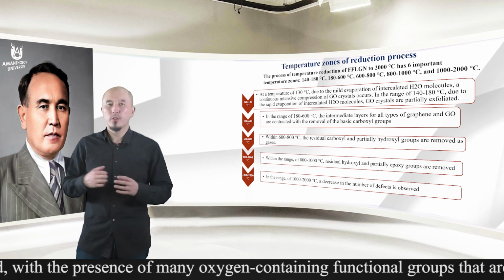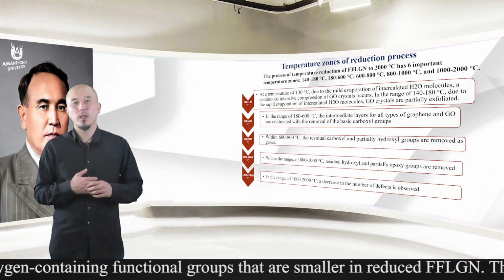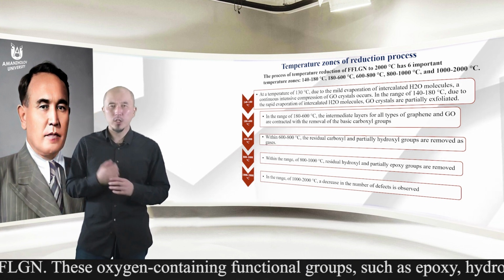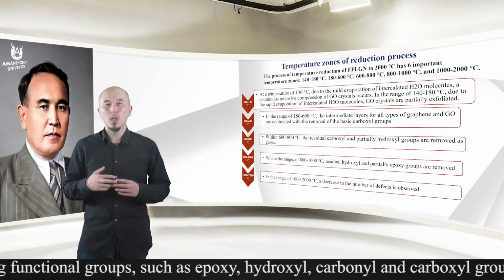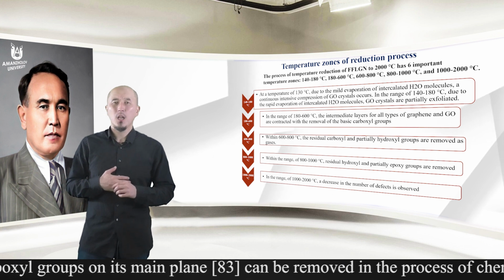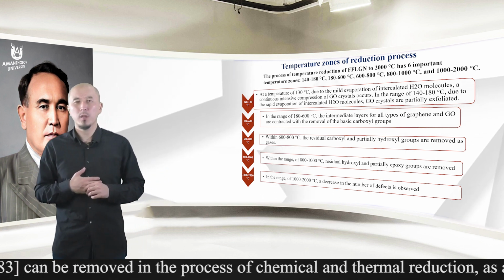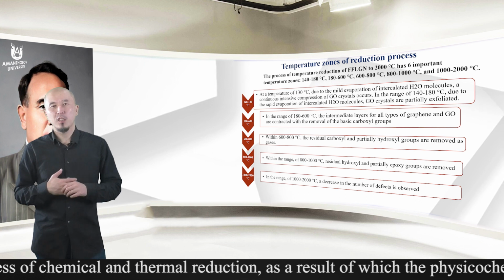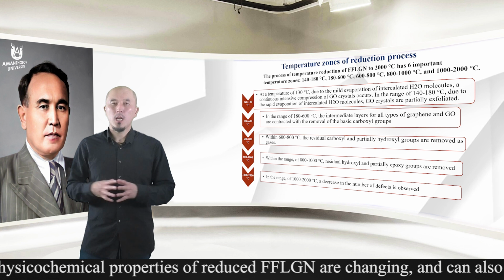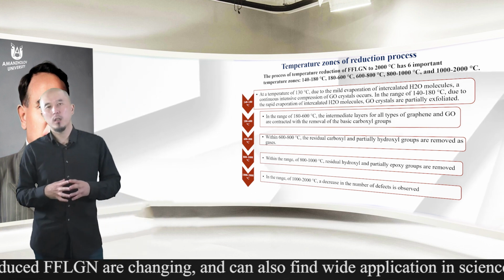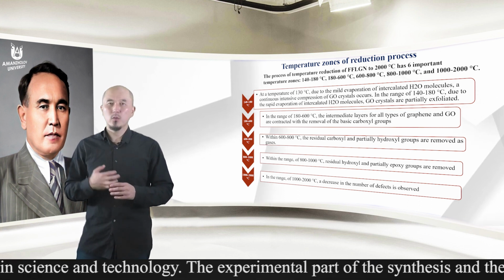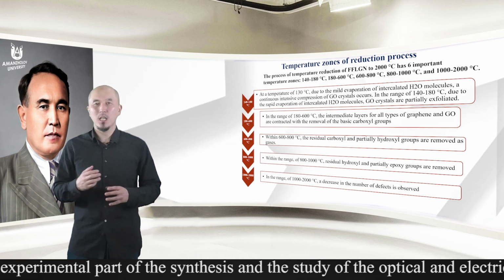Thus, the difference between FFLGN and reduced FFLGN is that FFLGN is highly oxygenated, with the presence of many oxygen-containing functional groups that are fewer in reduced FFLGN. These oxygen-containing functional groups, such as epoxy, hydroxyl, carbonyl, and carboxyl groups on its main plane, can be removed in the process of chemical and thermal reduction, as a result of which the physical and chemical properties of reduced FFLGN change and can also find wider application in science and technology.